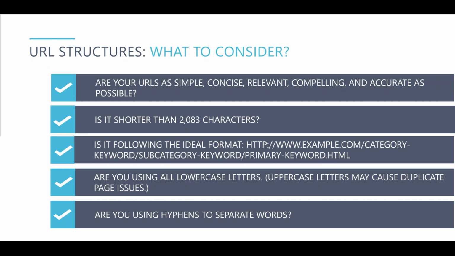Is it in the ideal format? So you want your home page up front, then the category keyword. For Target that would be lighting, and then the subcategory, which would be table lamps, and then the primary, which would be, say, brass table lamp or keyword. So again, each one is in breadcrumb. So you want that to flow succinctly and make sense to the consumer and to the bot itself.